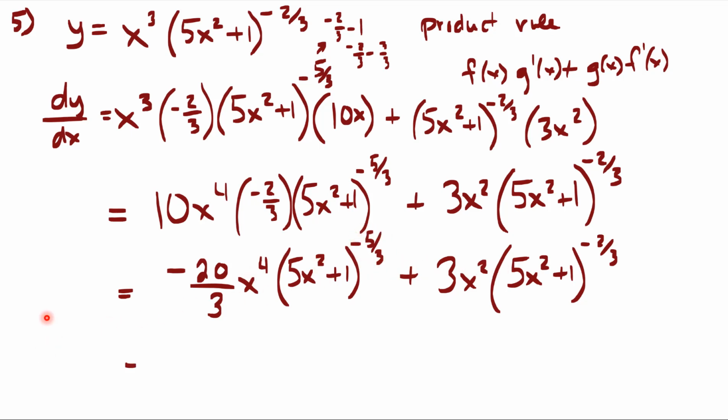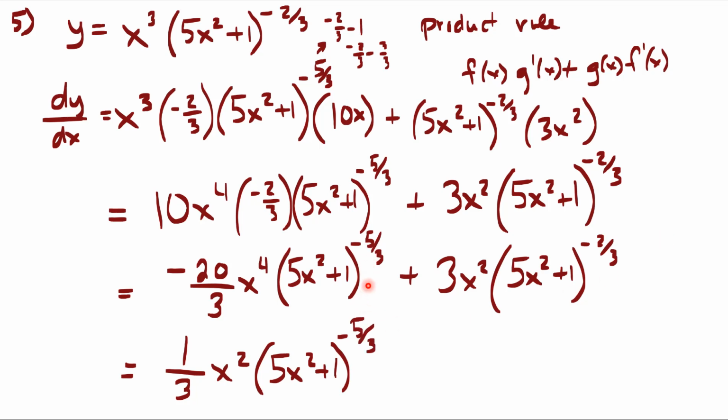So let's go for it. I'm going to pull out a 1/3 because of the fraction, because I don't like the stuff inside here to be fractions. X squared gets to go out because it's the lowest exponent here. And then the fun part begins. What's the lowest exponent? Is it negative 5/3 or is it negative 2/3? What's the lowest exponent on 5x squared plus 1? Answer is negative 5/3. That is the lowest exponent. Alright, then the leftovers will be, let's see, since we pulled out a third, I'm just left with negative 20 there. X squared, we still need an x squared over here.